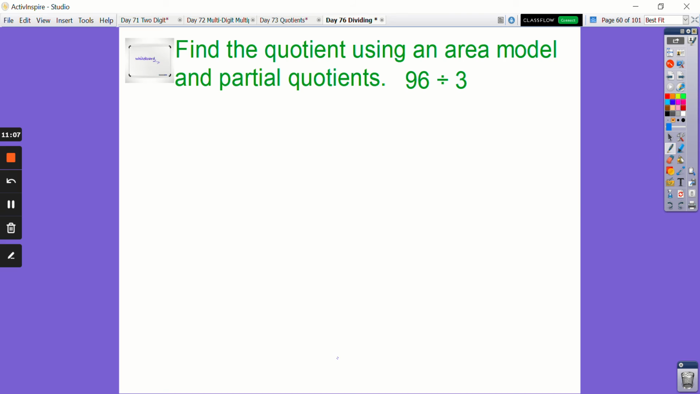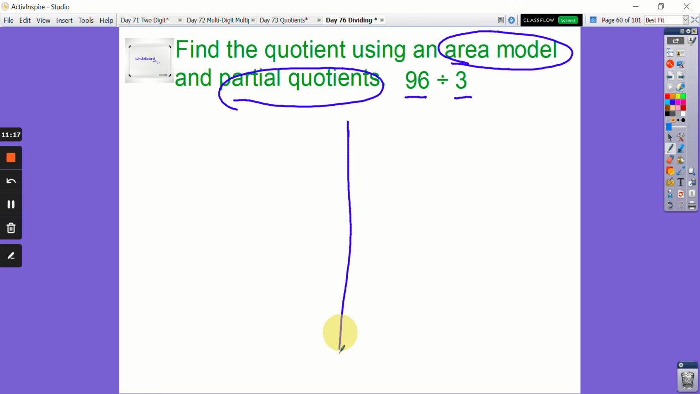All right, so here's one I want you to set up. 96 divided by 3, and it's asking you to use an area model and partial quotients. So set up your whiteboard in half, and I want to see you do it both ways. You can do one and then the other, or you can do them at the same time. That might be a little bit easier. So go ahead and pause the video and take care of that problem.